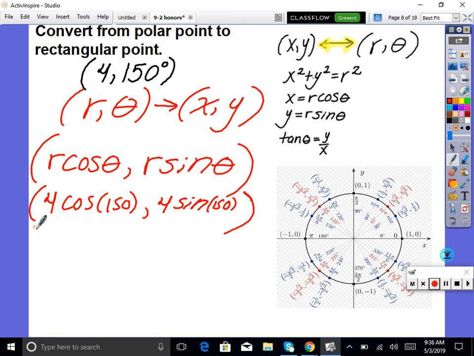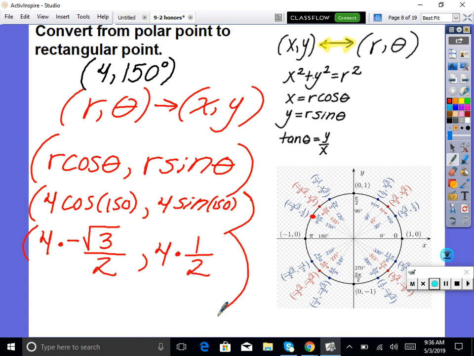So now let's actually calculate that. 4 times the cosine of 150. Right here is 150. Cosine's x, so we're timesing by negative root 3 over 2. Comma, the sine: 4 times the sine of 150. Isn't the sine of 150 1/2? Now do you guys see how we've gotten rid of the r and theta? So let's simplify. What's our final answer? 4 divided by 2 is 2, so we have negative 2 root 3 as our x point, and our y point is 2. And we're done. Now we have an xy point instead of an r theta point.